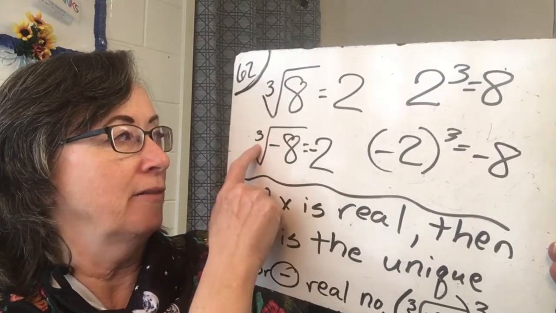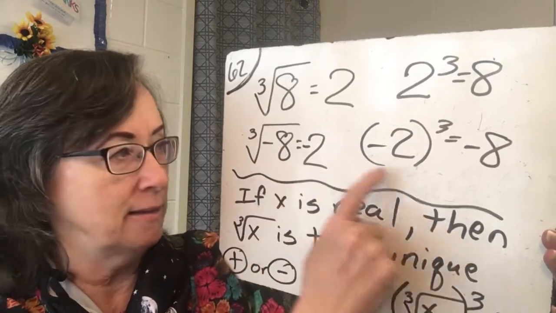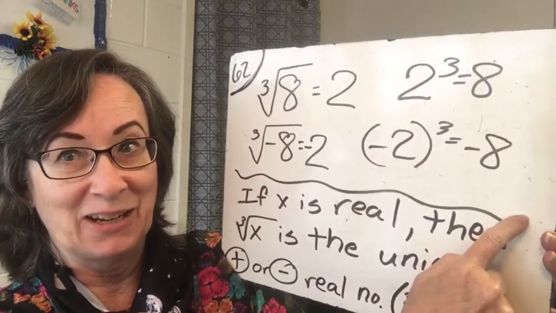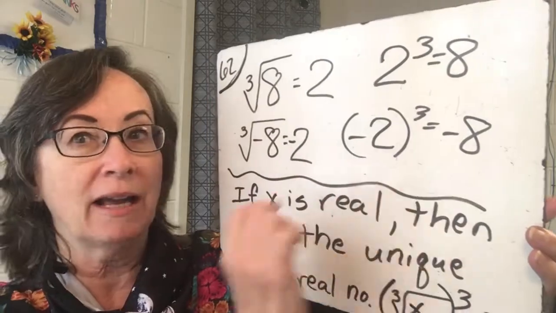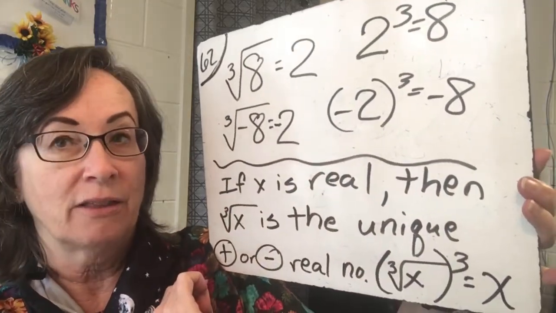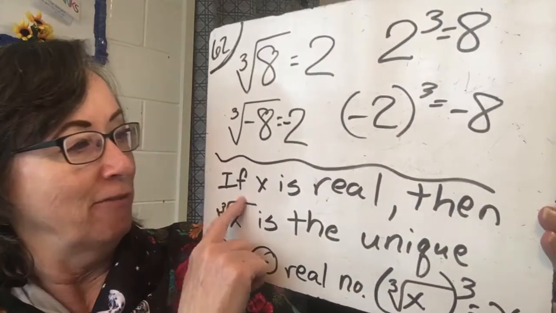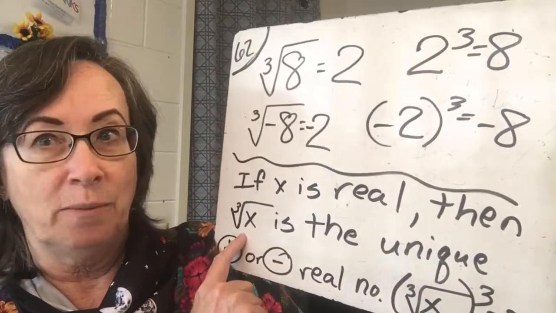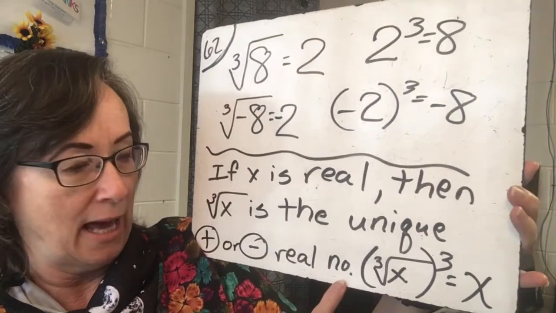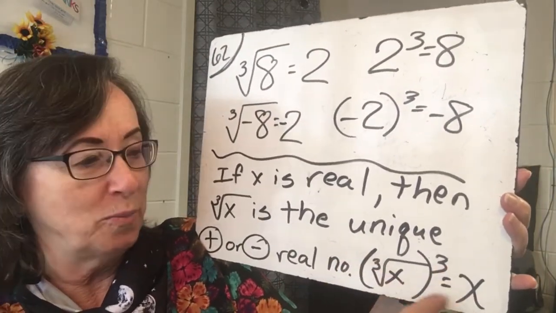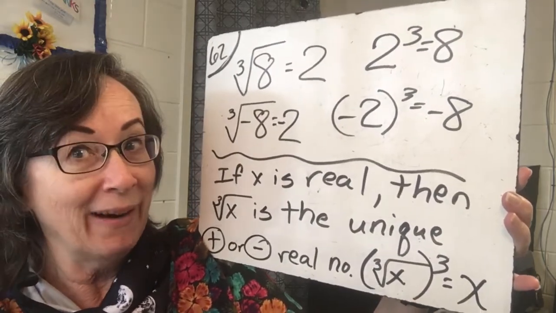And the cubic root of negative 8 is negative 2, because negative 2 cubed is negative 8. So when we have odd roots, 3, 5, 7, 9, etc., we are allowed to have negatives underneath the radical, because the power can be negative. If x is a real number, then the cubic root of x is the unique positive or negative real number such that the cubic root of x, cubed, is x. So here, the x can be positive or negative.